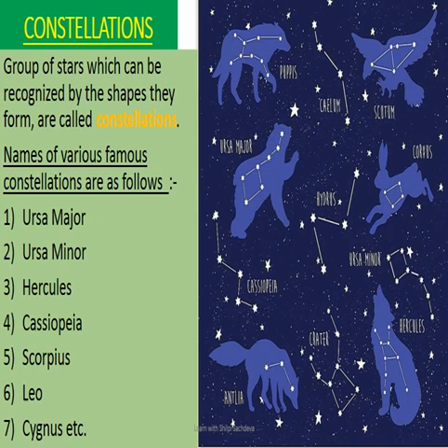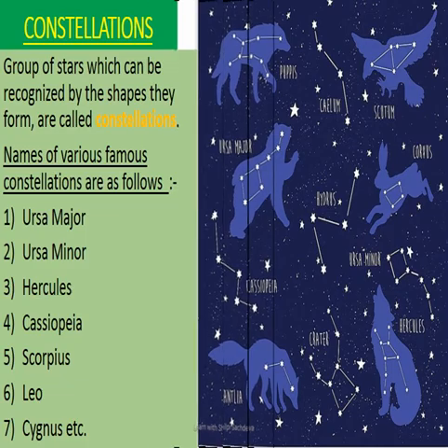We all know that there are millions and millions of stars in the sky. Some appear to be in groups and form definite patterns. These groups, which can be recognized by the shapes which they form, are called constellations. Some of the various famous constellations are as follows: Ursa Major, Ursa Minor, Hercules, Cassiopeia, Scorpius, Leo, Cygnus, etc.